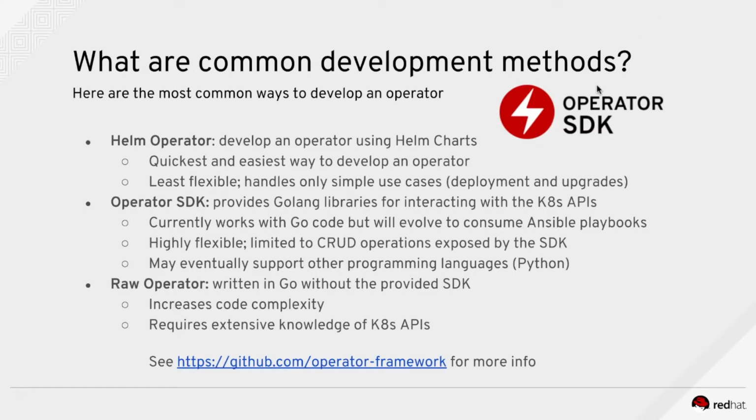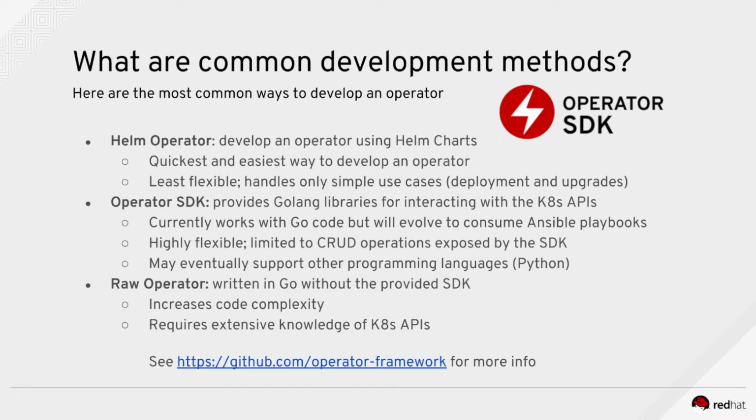But what are the common development methods? Here are basically three of the most common ways. The Helm app operator kit is a means to develop an operator using a Helm chart. So the operator image basically gets built with a Helm chart baked in. It's the quickest and easiest way to develop an operator. Also probably the least flexible. It handles only simple use cases such as deployments and upgrades.